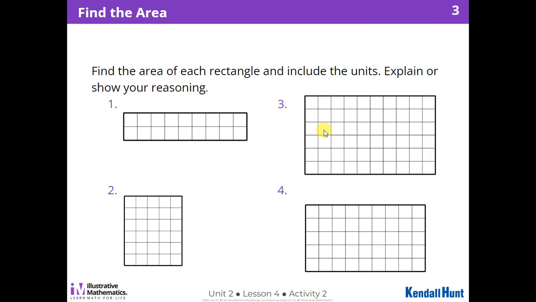Okay, next the question will appear: find the area of each rectangle and include the units, explain or show your reasoning. For example, there is no tile, you have to count the number of squares inside. So this is basically a grid from tile. Now they're counting the grids and writing the answer, so it is not that interactive, but it will appear one after the other.